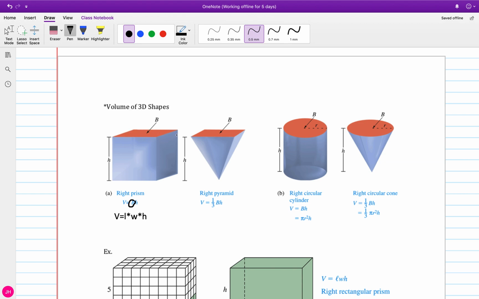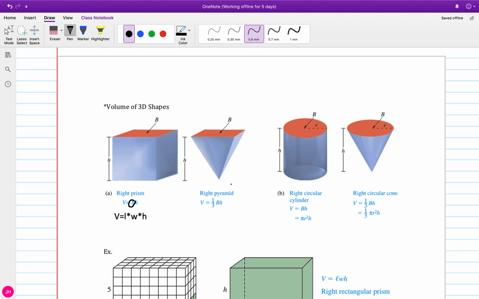The area of that is length times width, and then we have to multiply it times height because volume is three-dimensional: length, width, and height. That's why all of our units are centimeters cubed, because they're centimeters for the length times centimeters for the width times centimeters for the height. So 3 centimeters multiplied gives me centimeters cubed.